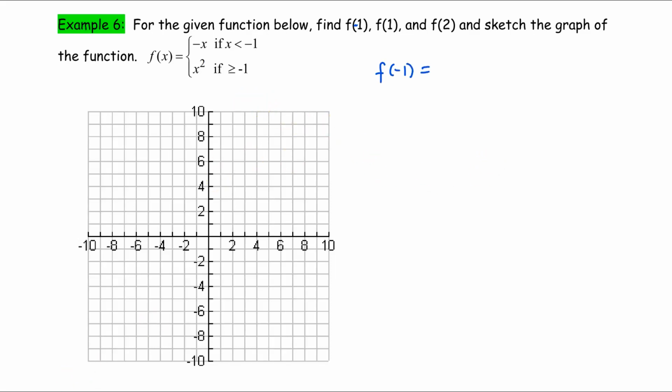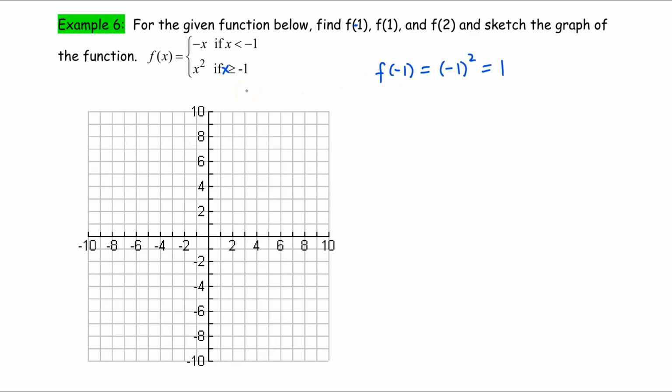Now you see both -1 here, but the second equation contains the equality. That means -1 is included in this interval here. So there should be x here. So x is greater than or equal to -1. So that means we will use this definition of the function to evaluate f at -1. So we have -1 squared, and that is equal to 1.